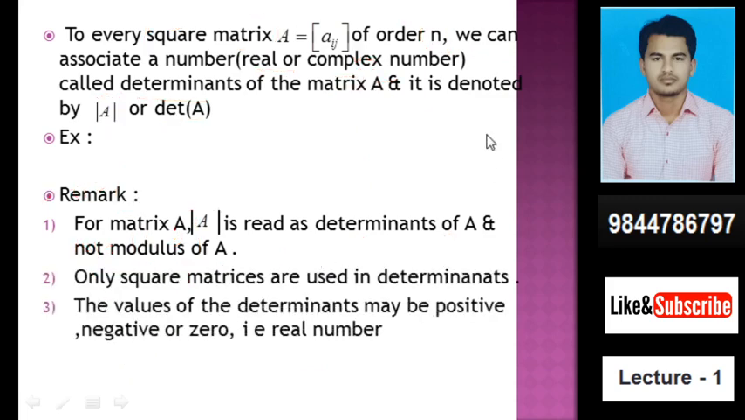So these remarks are most important for a matrix. Determinant of A. Don't say modulus of A. That's why I have written here not modulus of A. Only square matrices are used in determinants. The definition of determinants will be indicated for every square matrix. And the value of the determinant may be positive, negative or zero. That is, it should be a real number.